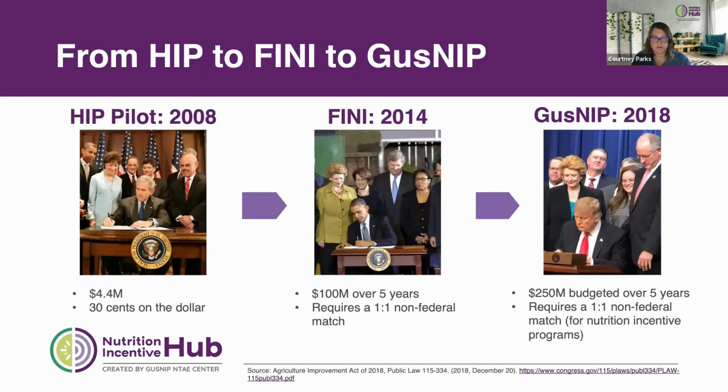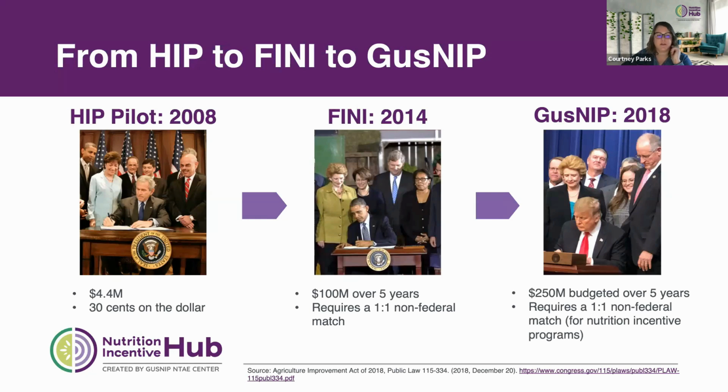So today, financial incentives for fruits and vegetables are supported by a history of federal policy in the U.S. Farm Bill. In 2008, the Healthy Incentive Pilot was funded to study the impact on SNAP households. And then in 2014, Congress funded the FINI program with over $100 million over 5 years. And then in 2018, the Gus Schumacher Nutrition Incentive Program was appropriated for $250 million over 5 years. And there's been supplemental funding with COVID relief and other things over that period as well.